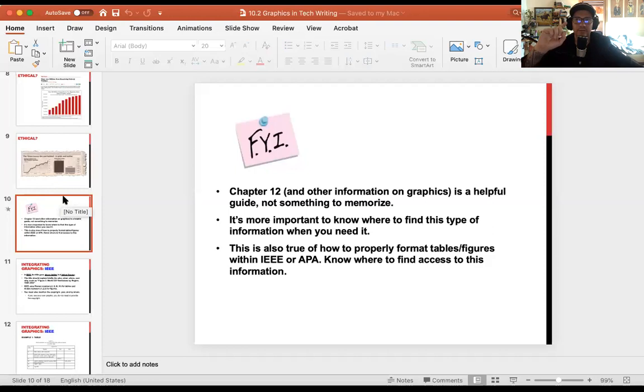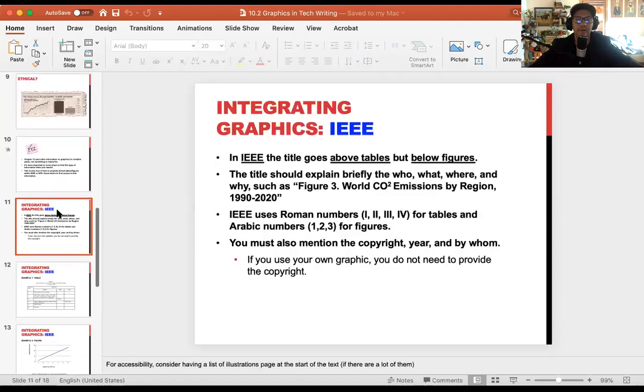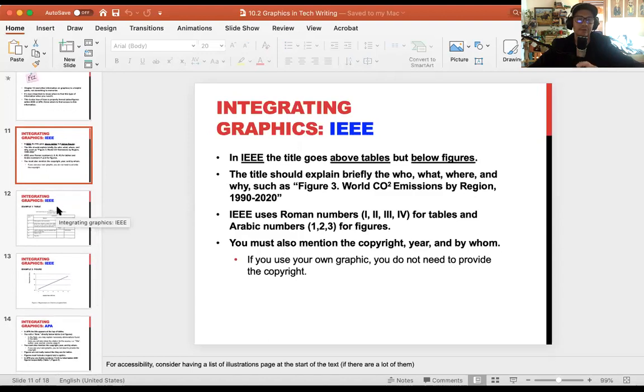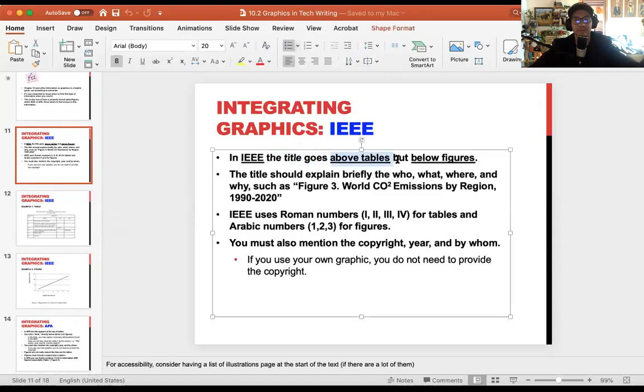Your results section has to have your decision matrix and one other graphic, and your final report does need to have at least a handful of graphics. It kind of depends on your research. They're all going to be in the results section of your report, okay? But there are a lot of rules, and I'm not going to go through each of these in detail, but just realize that for IEEE, there's a lot of specific things, like with a title. If it's IEEE, the title goes above the table but below the figure, but it's different with APA, okay?